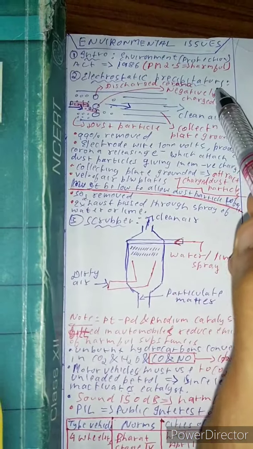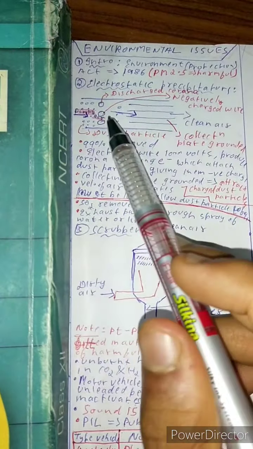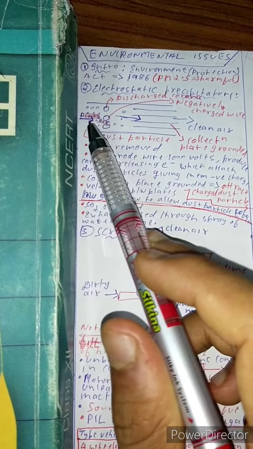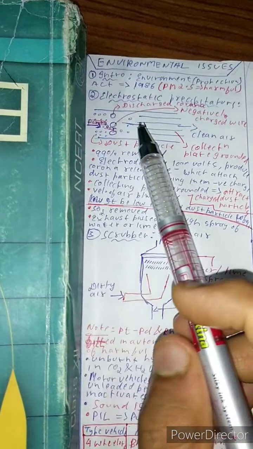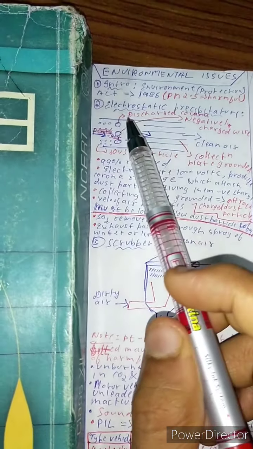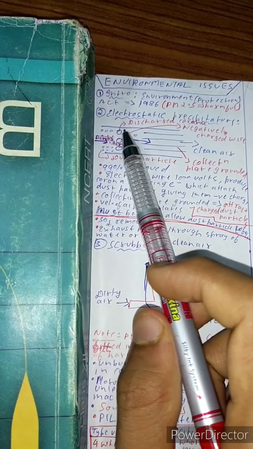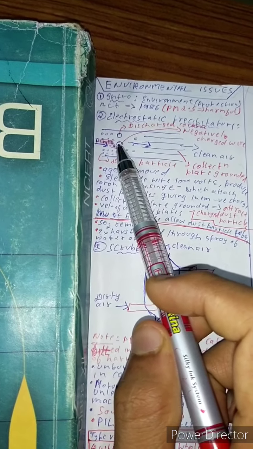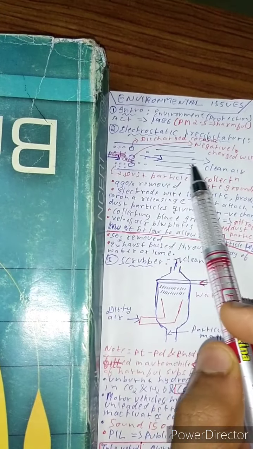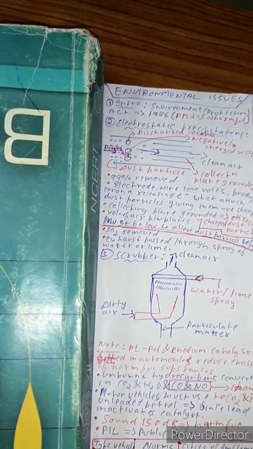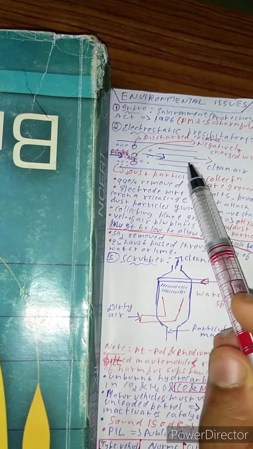The next topic is electrostatic precipitator. This is a diagram of an electrostatic precipitator. Here, in the part which I colored in, dirty air passes to the electrostatic precipitator, and this one is the discharge corona and this one is a negatively charged wire. And when it passes, this is the dust particle and this is the clean air going out, and this is the collection plate which is grounded.